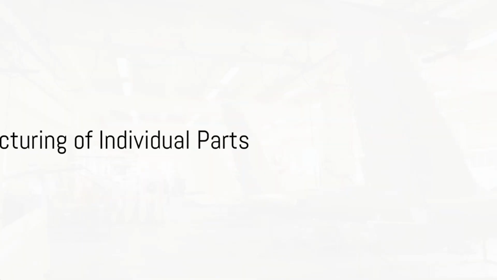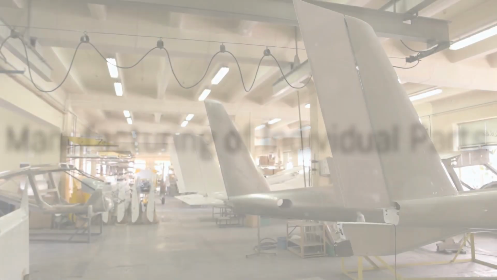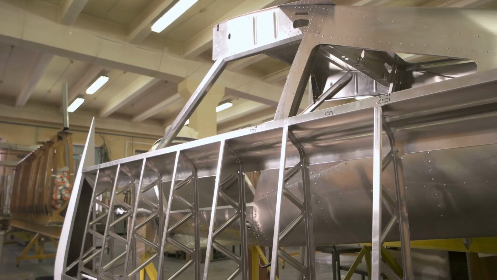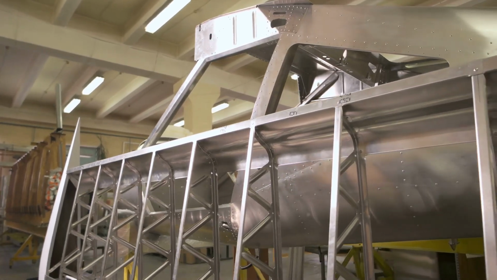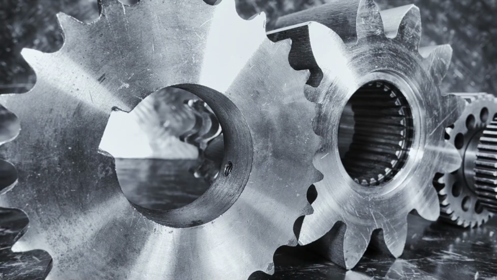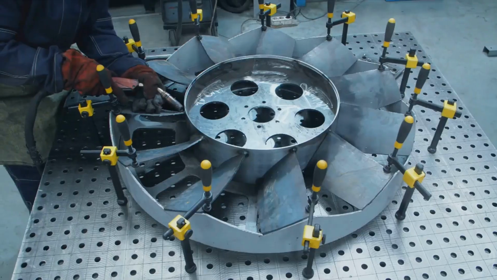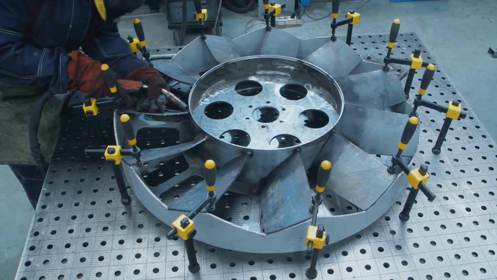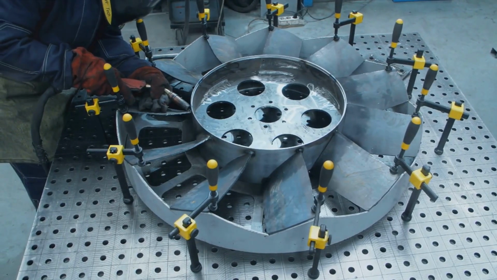Next, the manufacturing of individual parts commences. Thousands of parts, large and small, are crafted with the utmost precision. Aluminium, the primary material, is used due to its lightness and strength. Other materials like titanium and composite materials also find their use in areas requiring greater resilience.